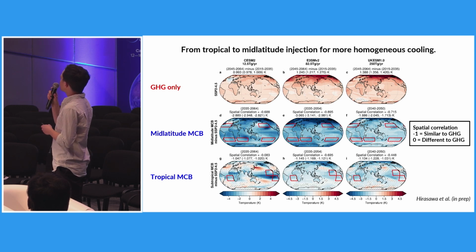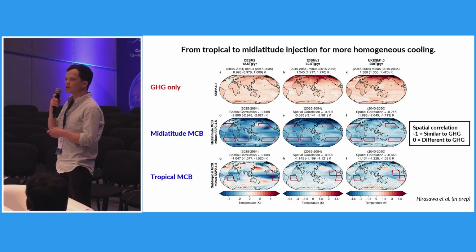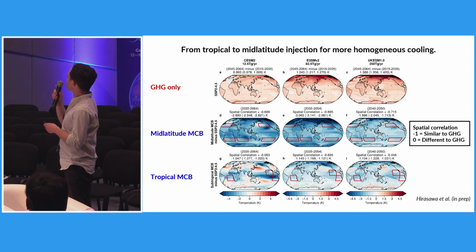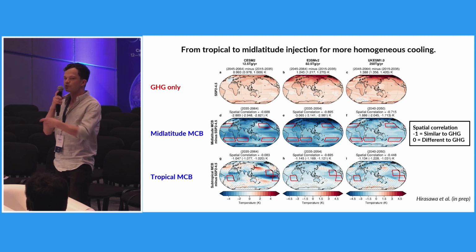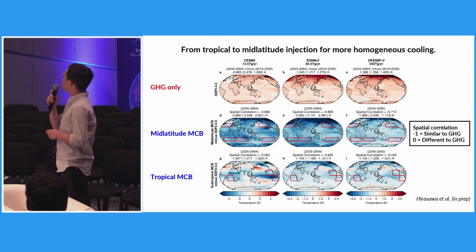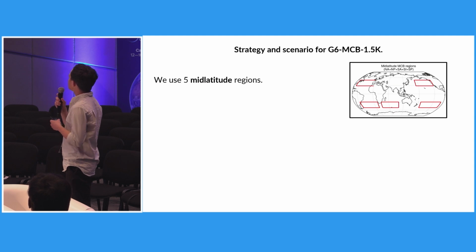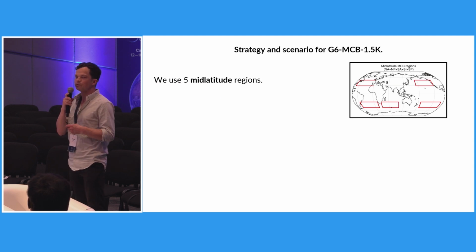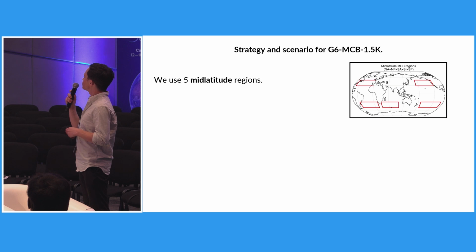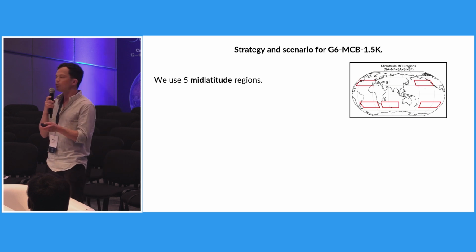So you can look at the numbers, so the spatial correlation number. If it's closer to -1, it means it's similar to greenhouse gases. But if it's closer to 0, it means it's very different. So basically, tropical MCB gives a very inhomogeneous temperature change pattern, but mid-latitude MCB is really quite close to greenhouse gases. And so the strategy and scenario for G6 MCB 1.5K, so we decided to use those 5 mid-latitude regions.